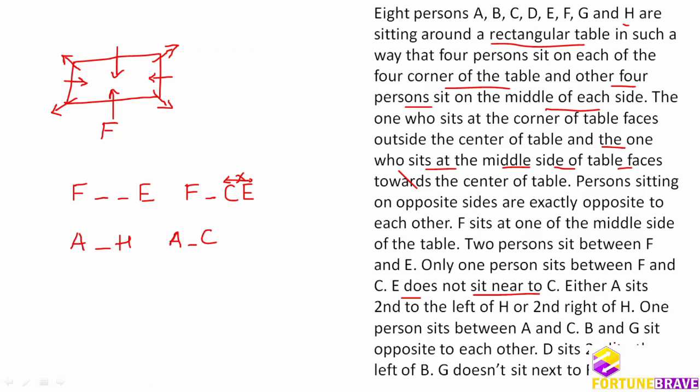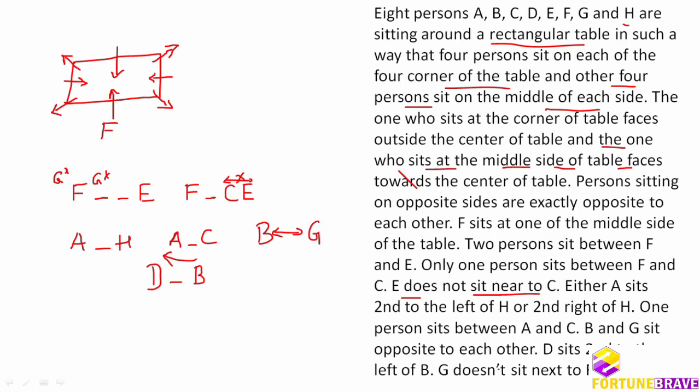B and G sit opposite to each other. So B and G are opposite to each other. D sits second to the left of B. Second left, so whatever is B's left will be this side. G does not sit next to F, so G will not come here, nor will he come here. So all the information is taken.